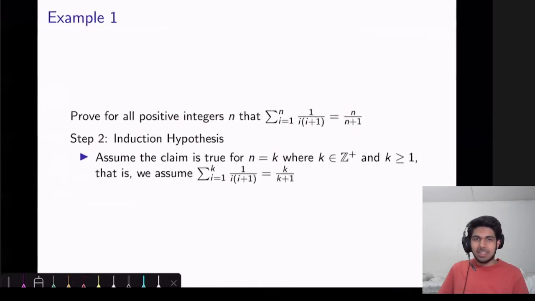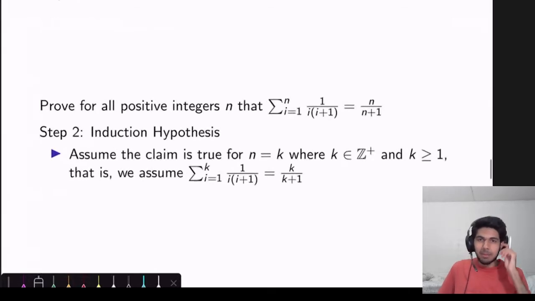All right, let's look at the induction hypothesis. It's a very short step. The induction hypothesis is usually one or two lines. So again, this is the question. We're going to assume the claim is true for n equals k. Notice the change of variables.